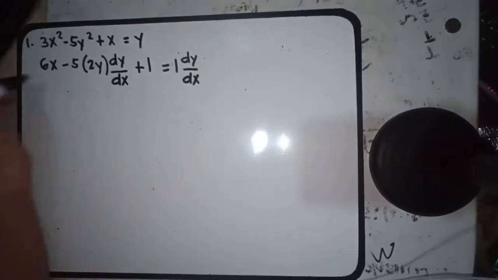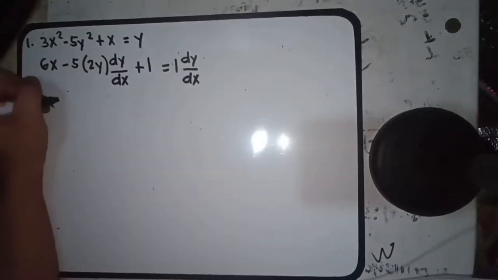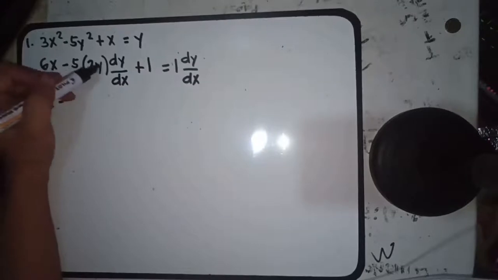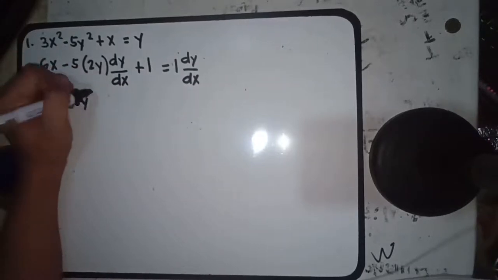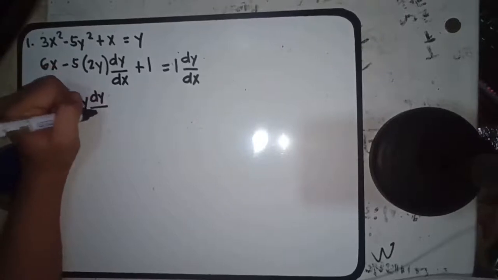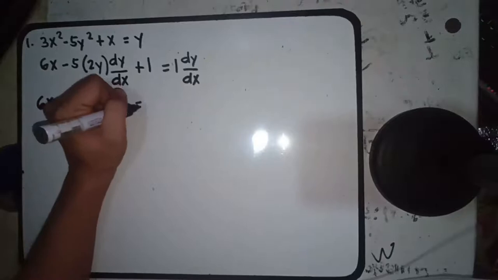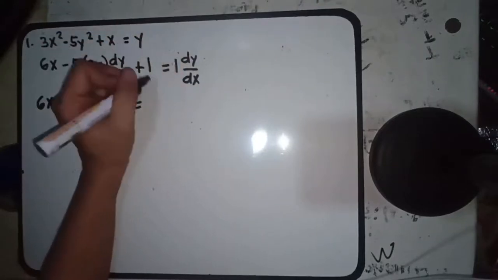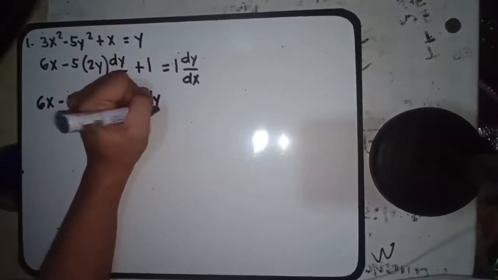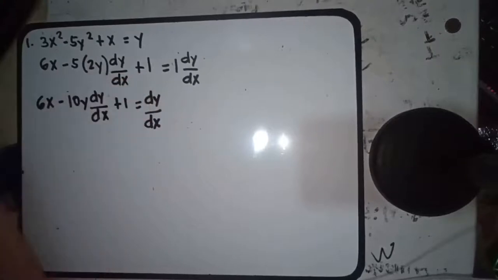Okay, next. Pang-operate na to, we'll have 6x minus 5 times 2y times dy over dx. That would be 10y dy over dx. Then we have plus 1. This is equals to, we have 1 times dy over dx. We have dy over dx.